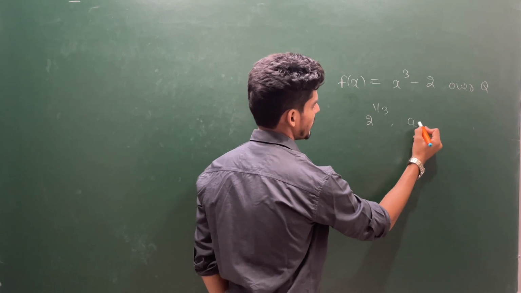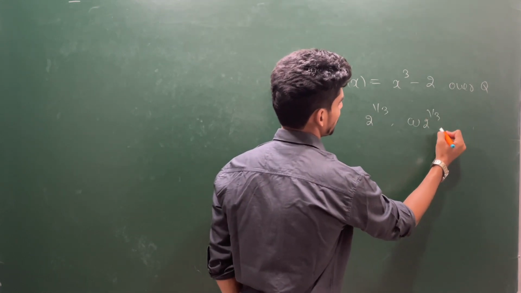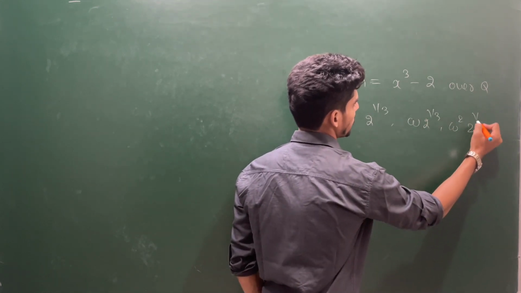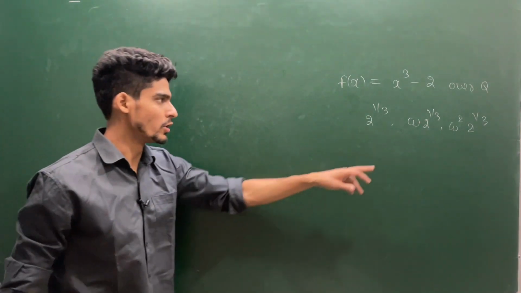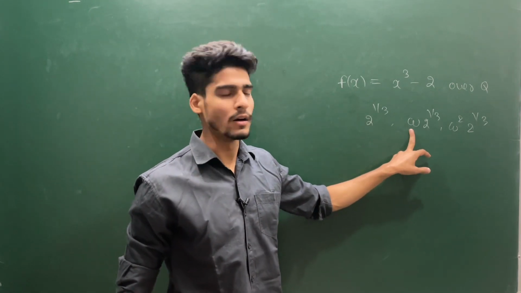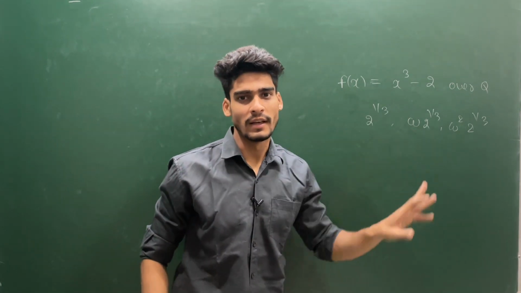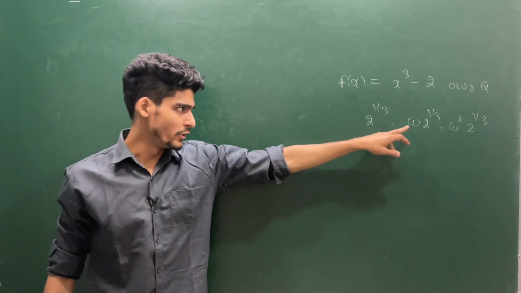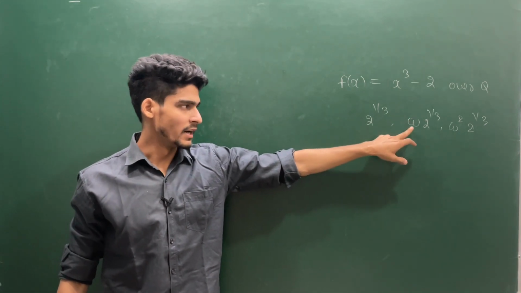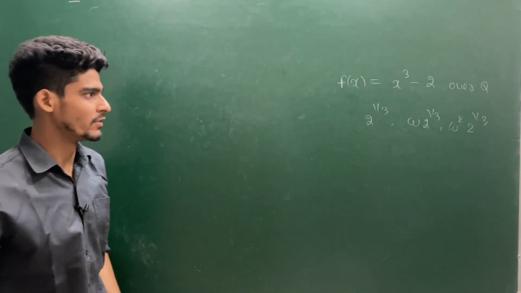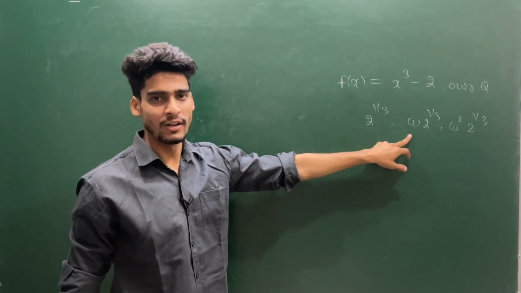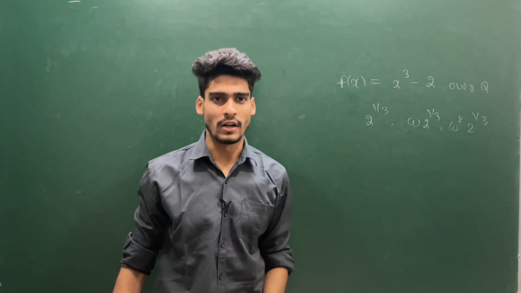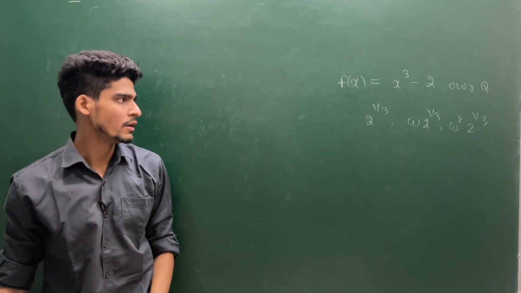and omega 2^(1/3), omega square 2^(1/3), where omega is a third primitive root of unity. Third primitive root of unity means its order is 3 in the group of third roots of unity. So we have three roots of unity: 1, omega and omega square. One is of order 1, and omega and omega square are of order 3.